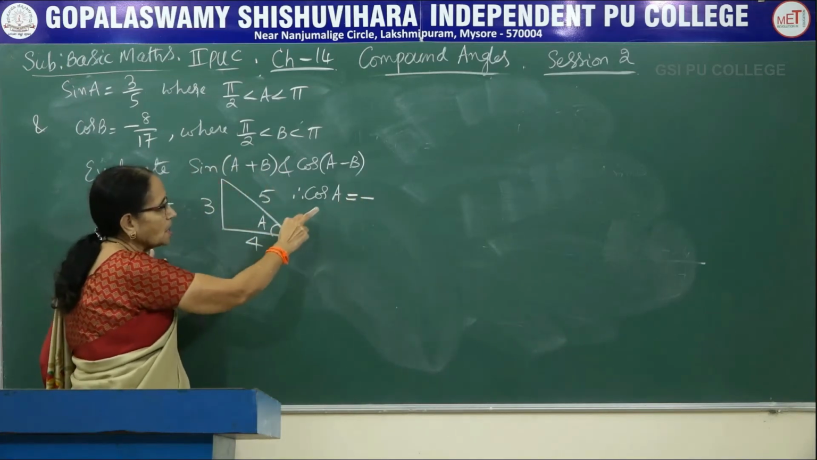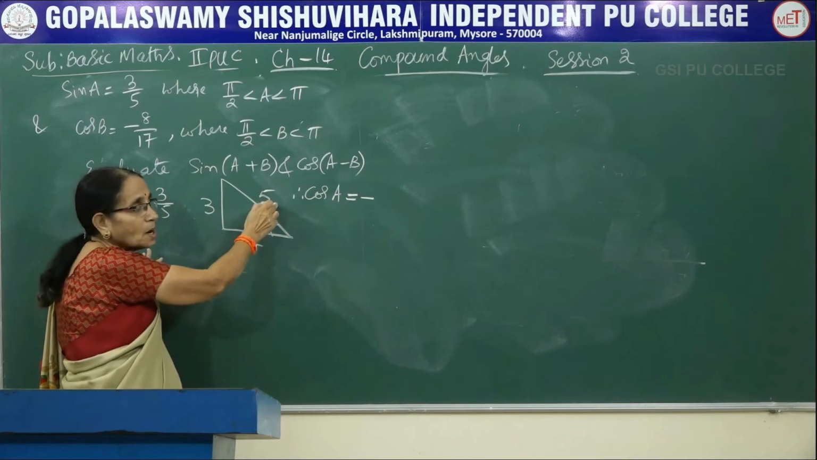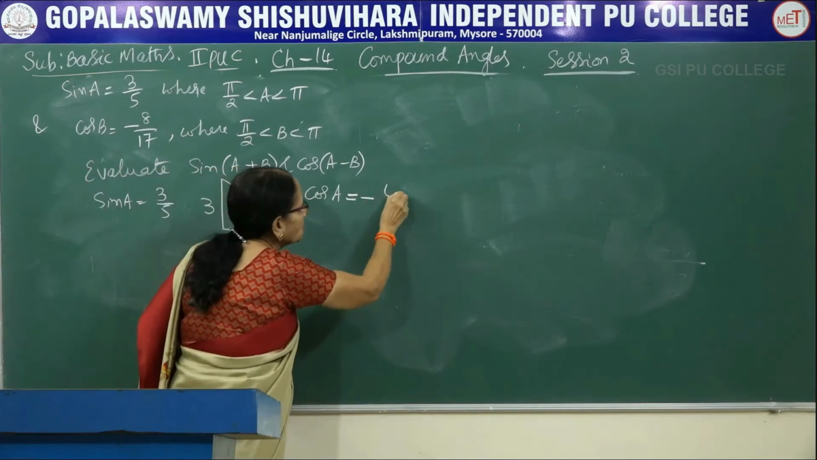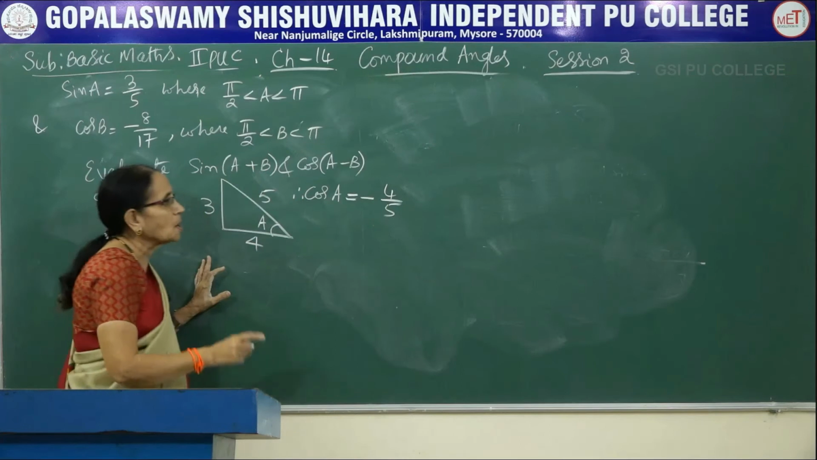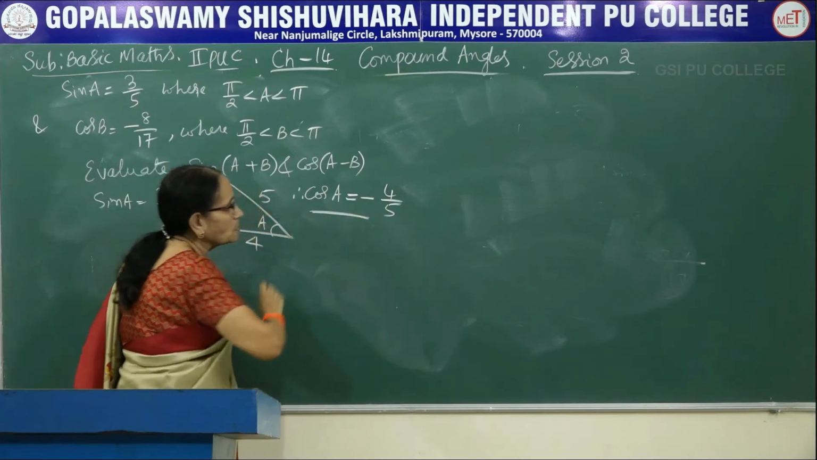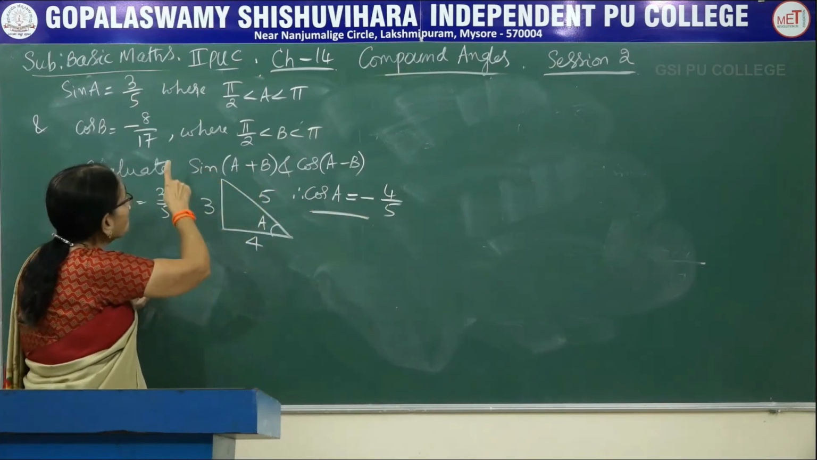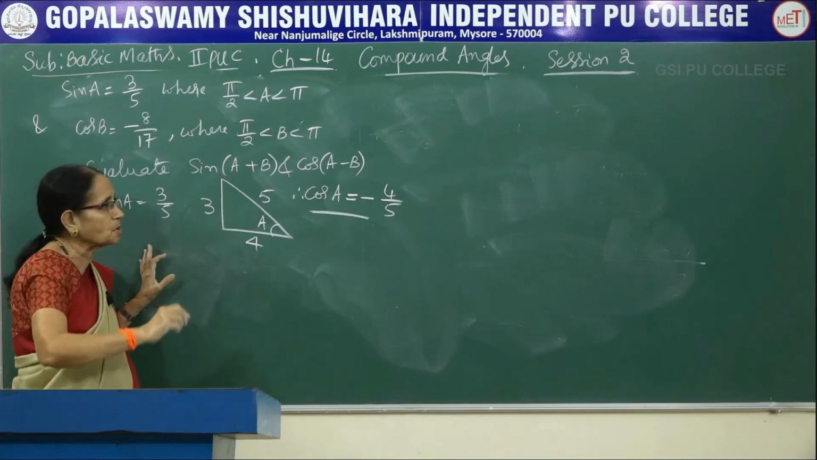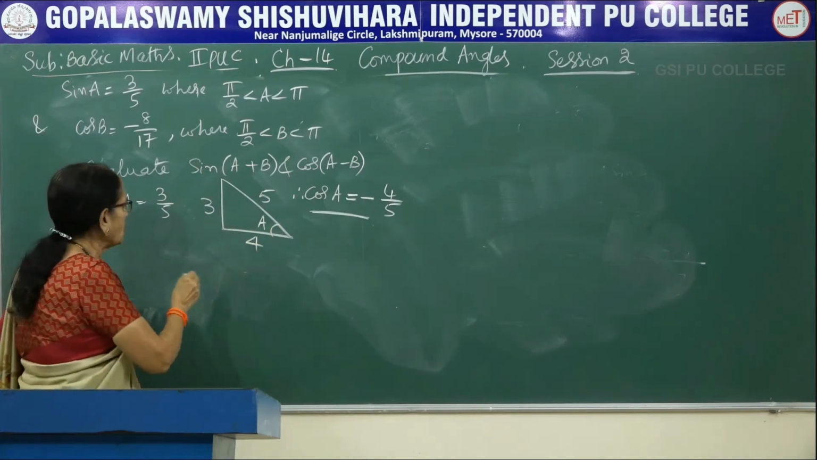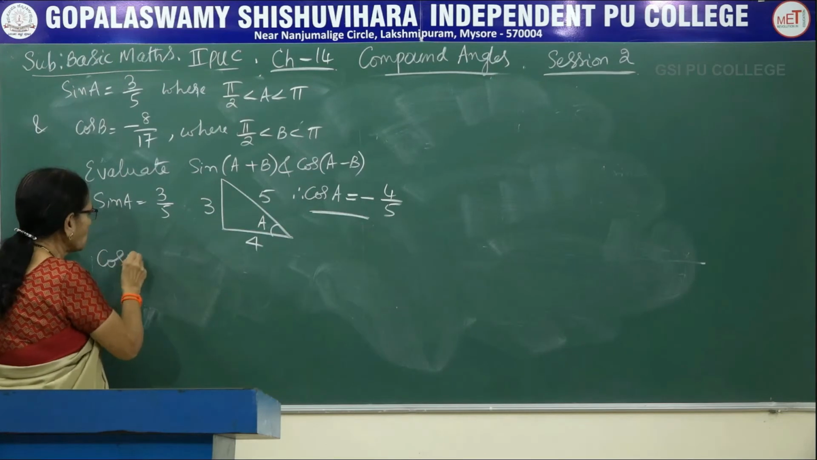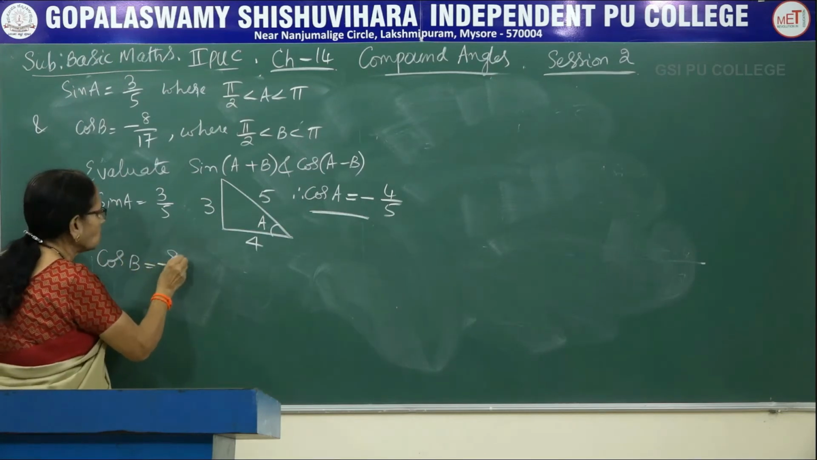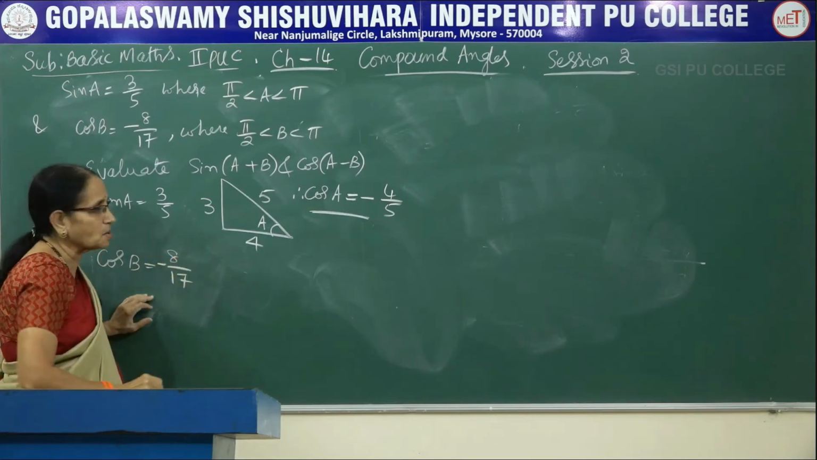See here, cos A is adjacent over the hypotenuse. Write the sign when you write the ratio. It is minus 4 by 5. So sin A was given because it was in the second quadrant, sin A was positive. Cos A becomes a negative number. Now next ratio, cos B is given to be minus 8 by 17.